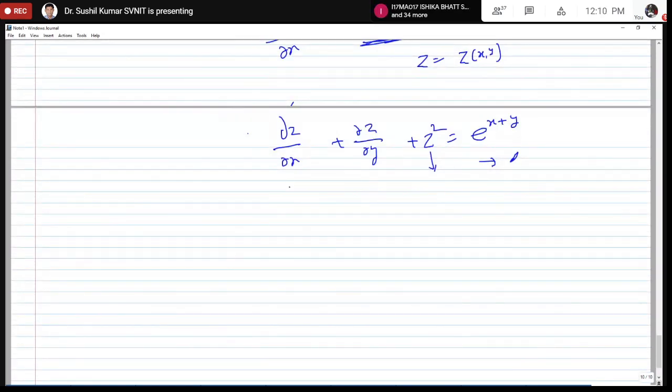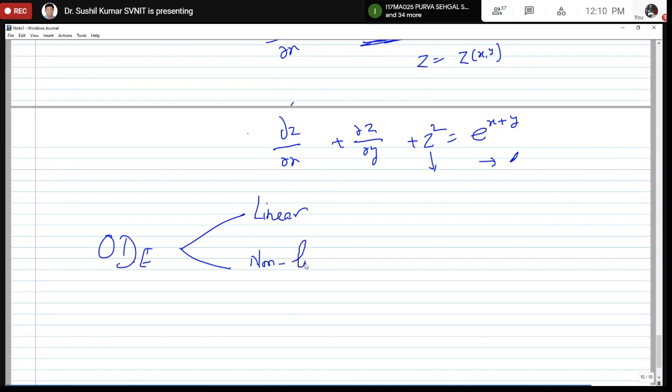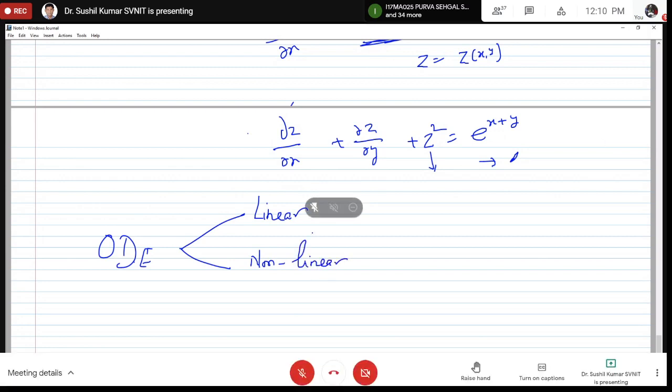Now, an equation which is not linear is called non-linear. If an equation is not linear, then it is non-linear. So in OD, we have only two categories, linear and non-linear. But in PD, non-linears are again divided into three categories. So let me write here. In OD, we have only two categories, linear and non-linear. We have already discussed the definition of linear.